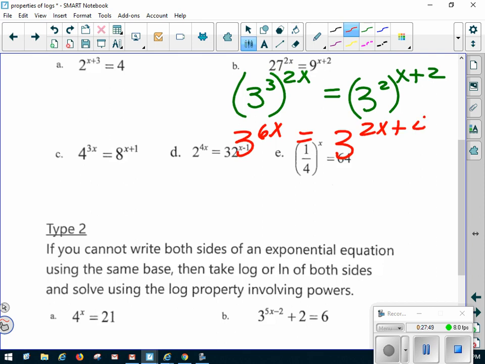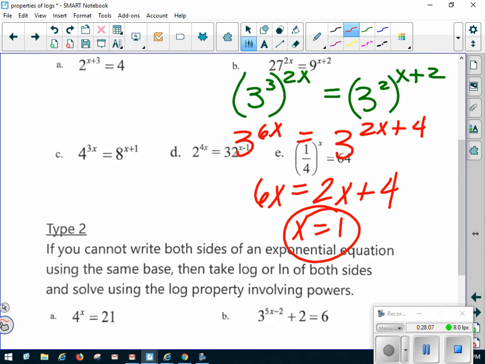Good. So what do I know? 6x equals 2x plus 4. Can you do that in your head? Subtract 2x from both sides. 4x equals 4. X is 1. You can always plug your answer back in and make sure it works.